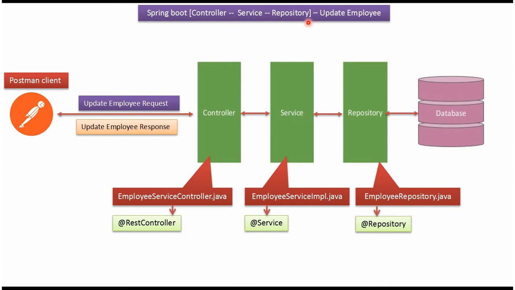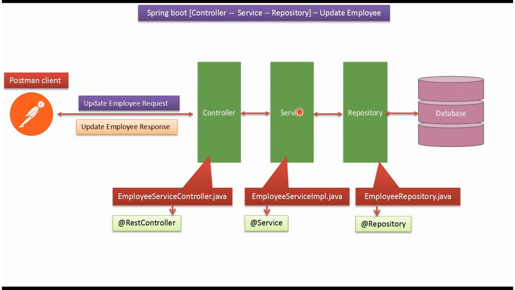In this video tutorial, I will explain how to update an employee using layered architecture and JDBC template. Here you can see three different layers: controller layer, service layer, and repository layer. Here you can see Postman client, which sends update employee request to controller layer.